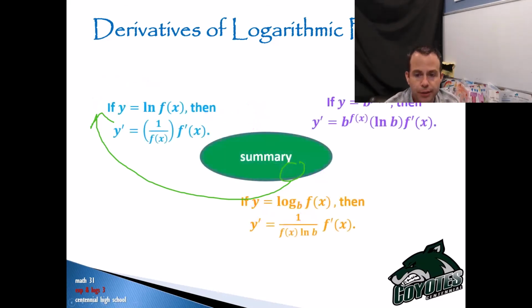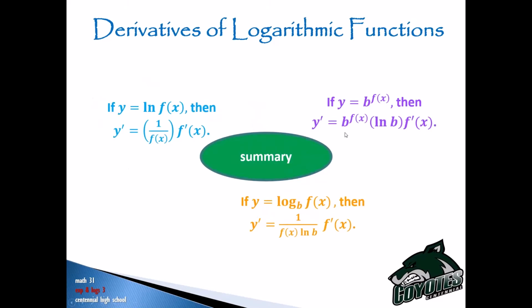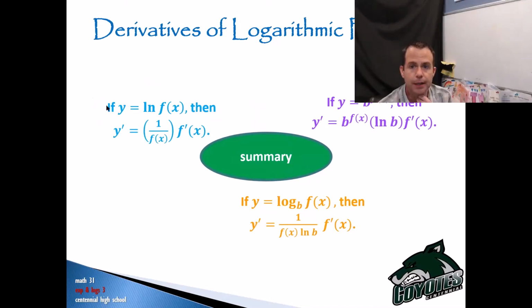Okay, so here is a summary of where we are so far. This purple guy here that I might be in the way of, I'll just hide myself for a second. That purple guy is one we discussed yesterday with exponential. If y equals b to the f of x, then the derivative will be b to the f of x times ln b times the derivative of the inside function. Okay. Likewise, I'm going to head over to here for a second.